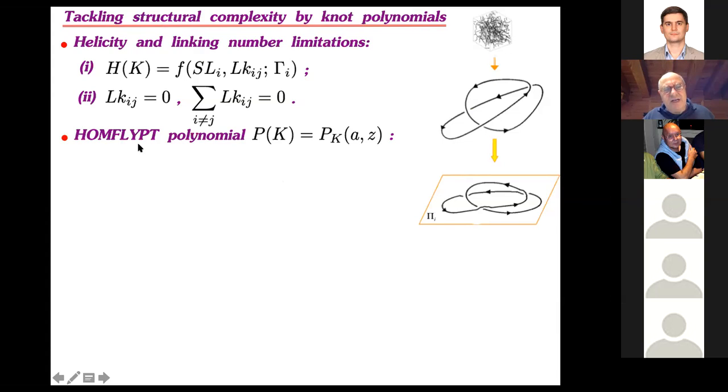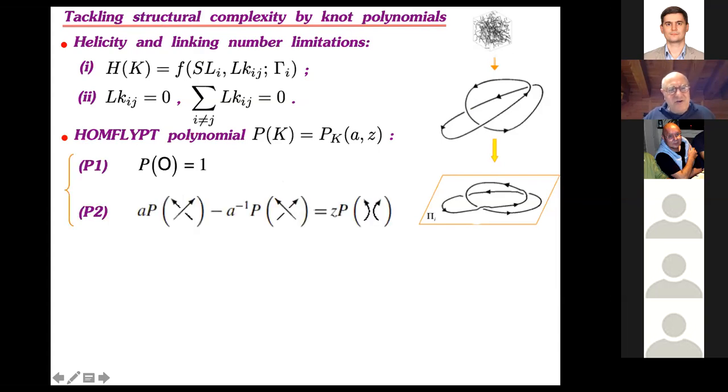HOMFLYPT is an acronym coming from contributions from several authors, including the person who taught me knot theory in Cambridge, Lickorish, and then Freyd, Yetter, Przytycki, Traczyk, and then Millett, Ocneanu, and others, Hoste and Yetter. Anyway, this is a polynomial introduced more or less in the late 80s, following Jones.